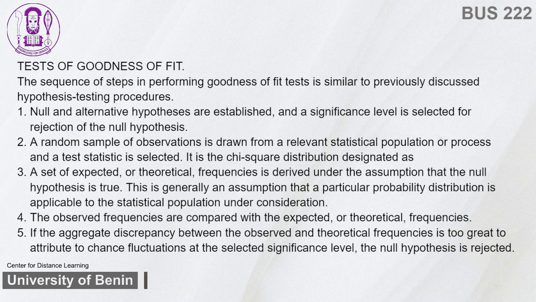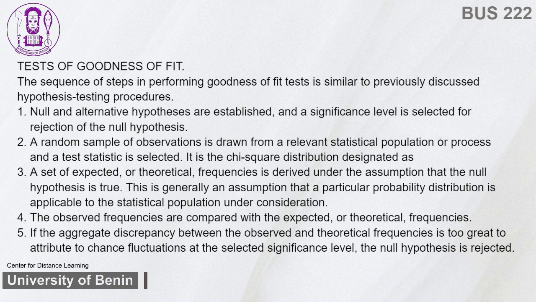2. A random sample of observations is drawn from a relevant statistical population or process and a test statistic is selected. It is the chi-square distribution. 3. A set of expected, or theoretical, frequencies are derived under the assumption that the null hypothesis is true. This is generally an assumption that a particular probability distribution is applicable to the statistical population under consideration.